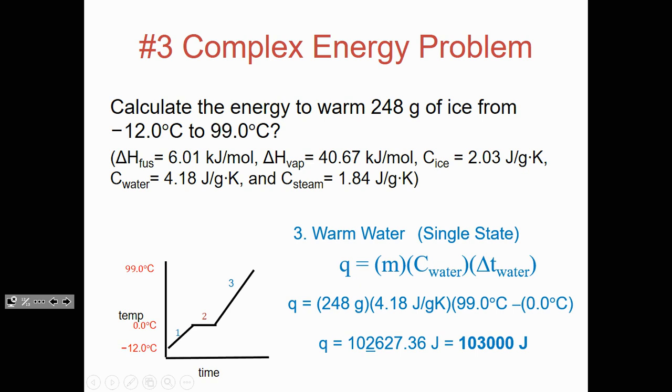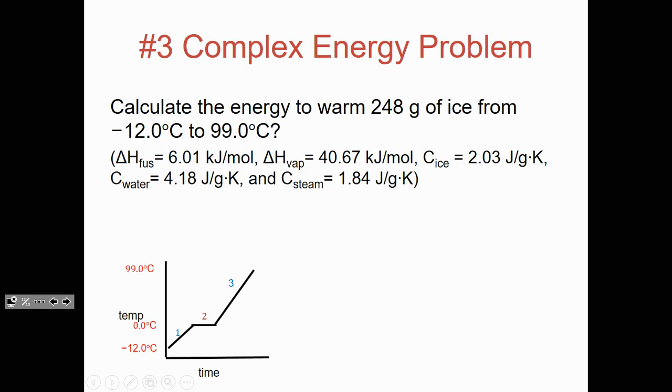Now all that's left to calculate the total energy is to add together our 3 energies. So remember, our 3 energies look like this. This was Q1, that was warming up the ice. Q2 was melting the ice, and Q3 was warming up the water. Now the biggest thing you need to recognize is our single states are in joules and our change of states in kilojoules. We've got to fix that before we try and add them together.